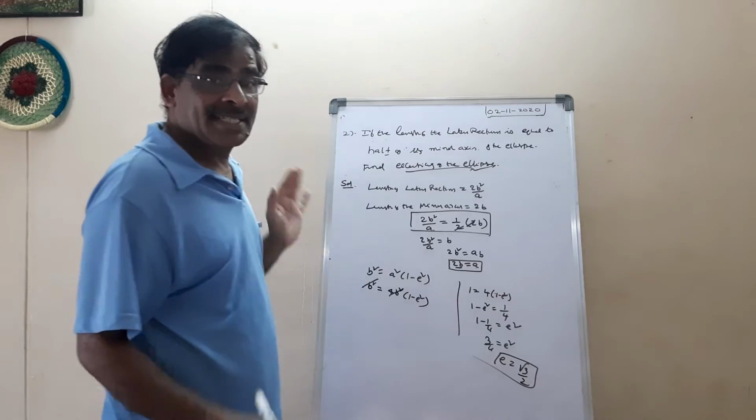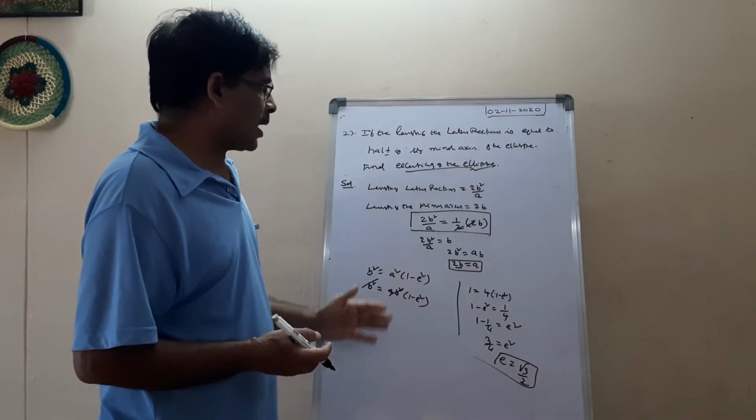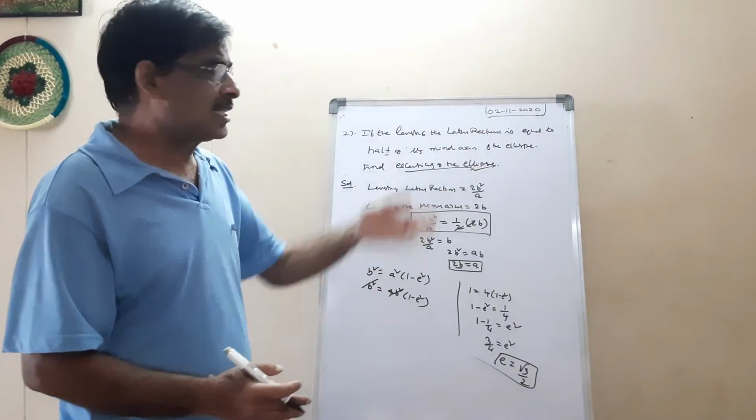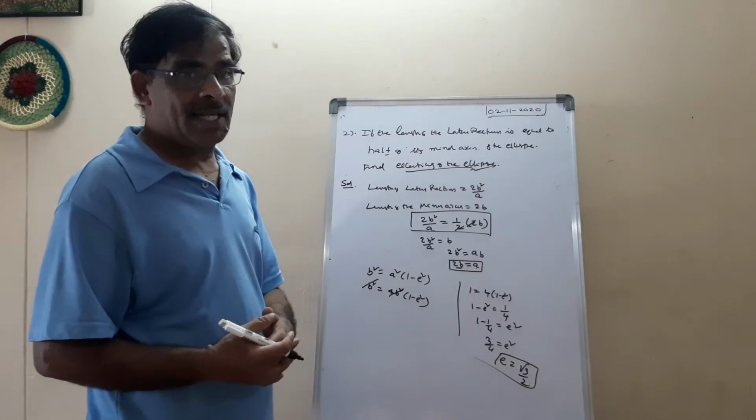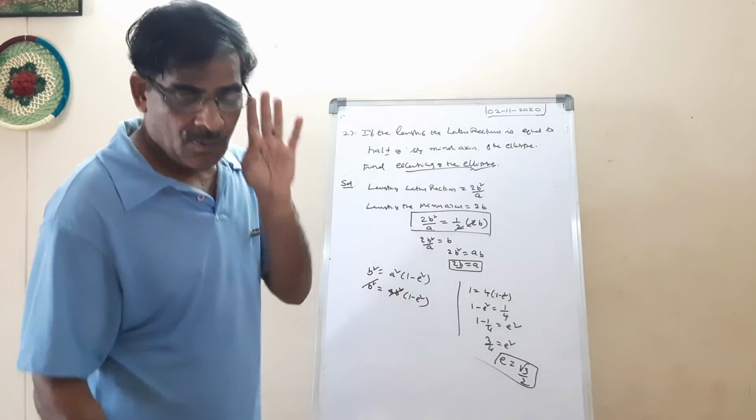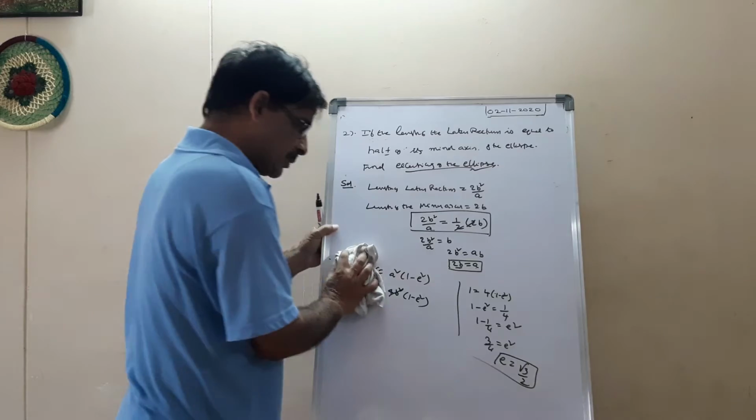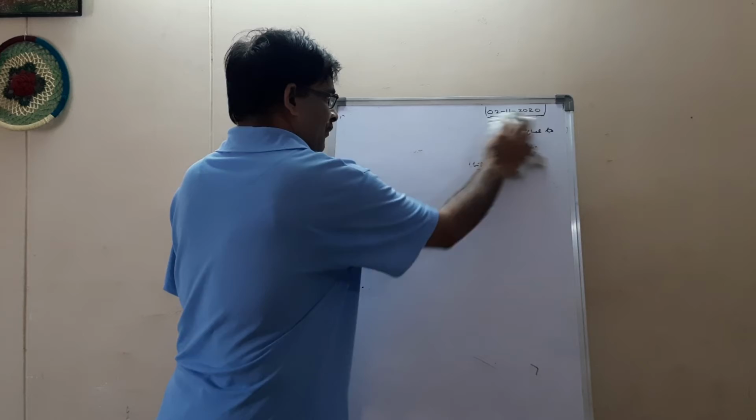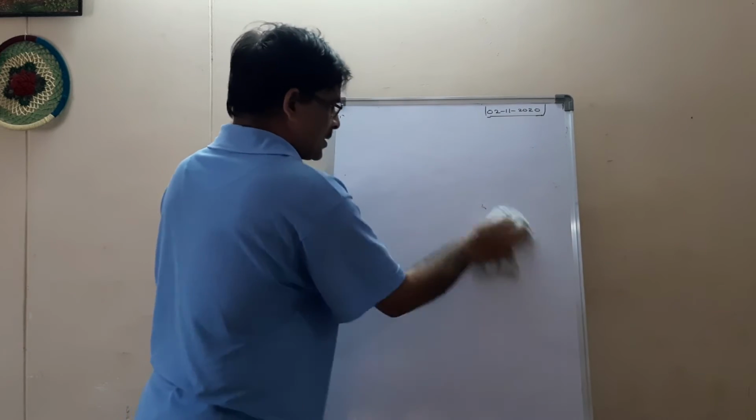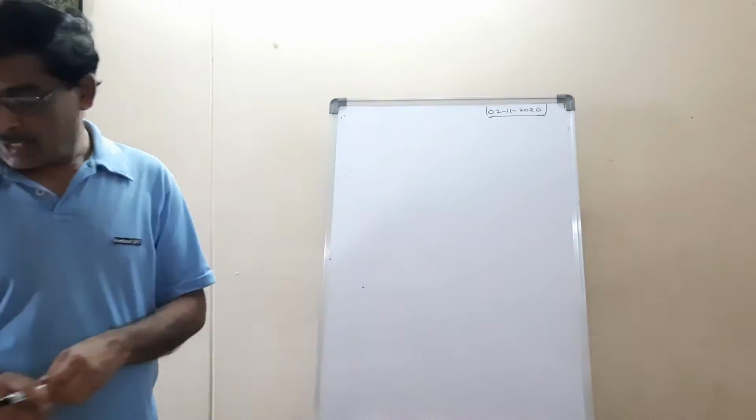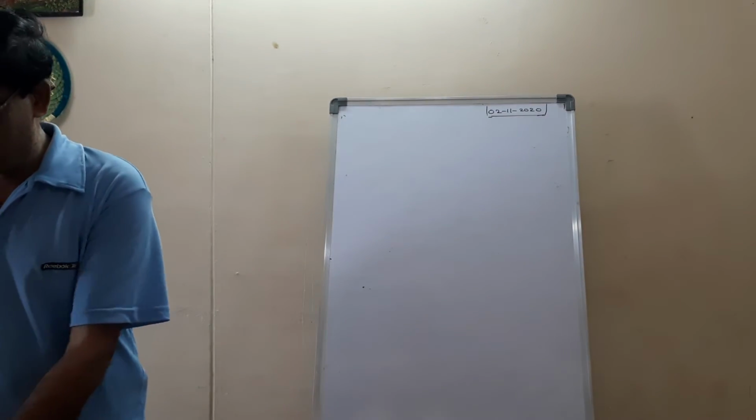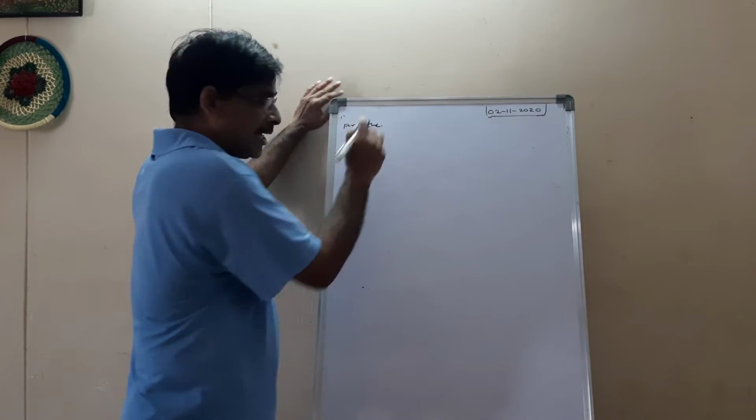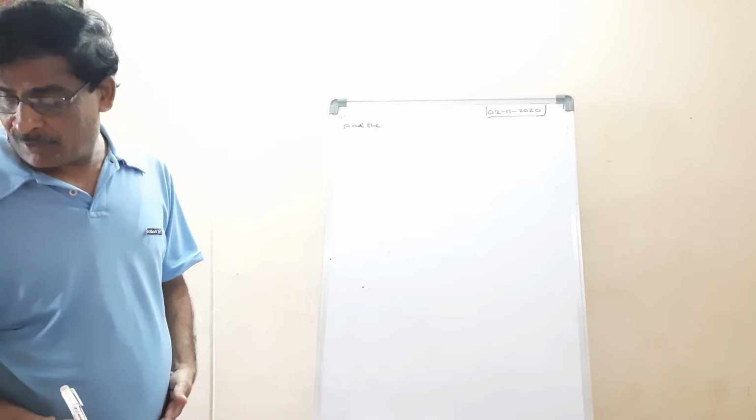This is the eccentricity value. In this problem, what is given? Length of the latus rectum is equal to half of its minor axis. With this information, we have the value root 3 by 2. One more problem is there. This is also one simple problem. With that problem, we can finish the entire ellipse chapter. Let me read the third problem. Find the equation of the ellipse.